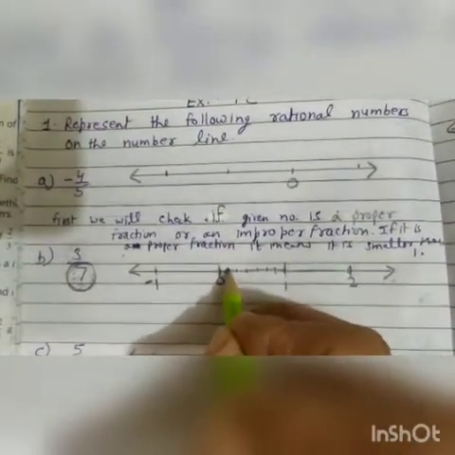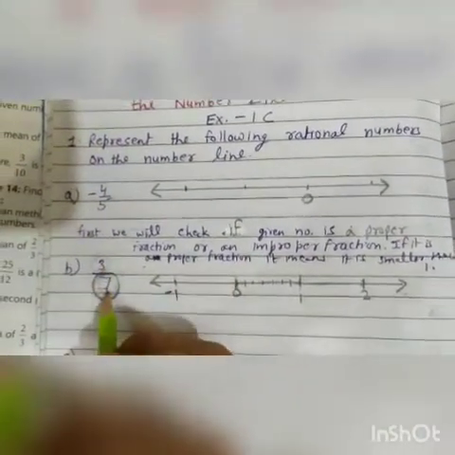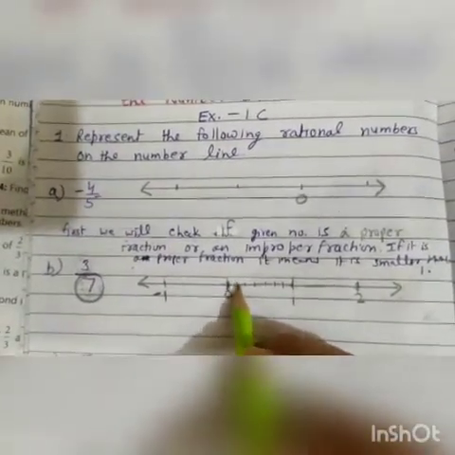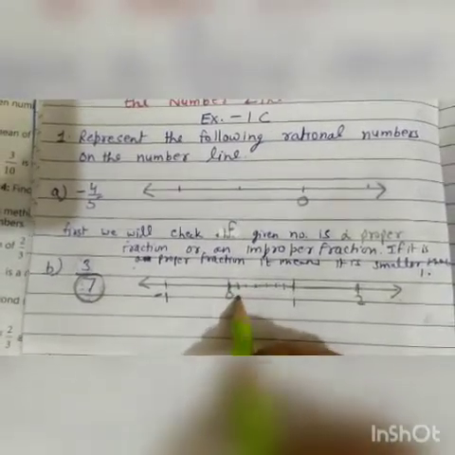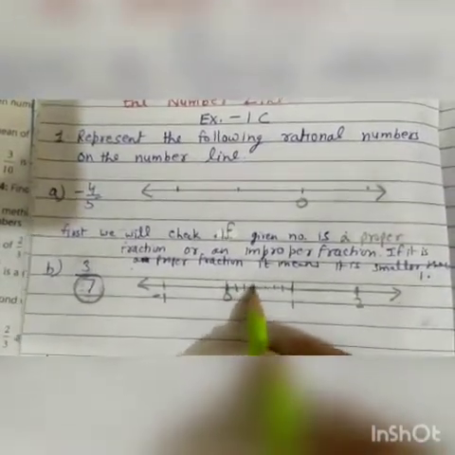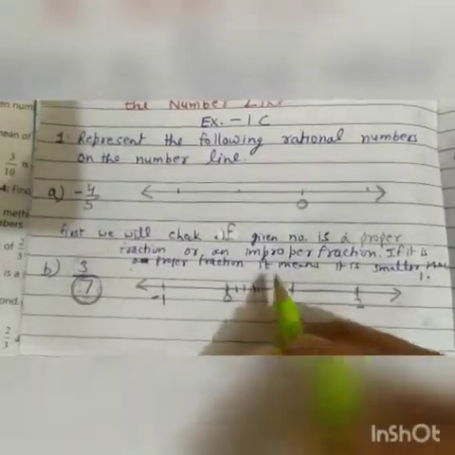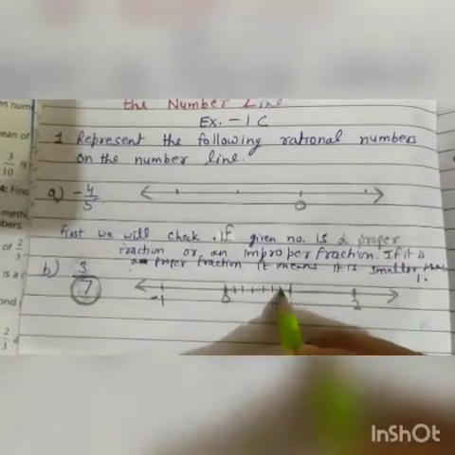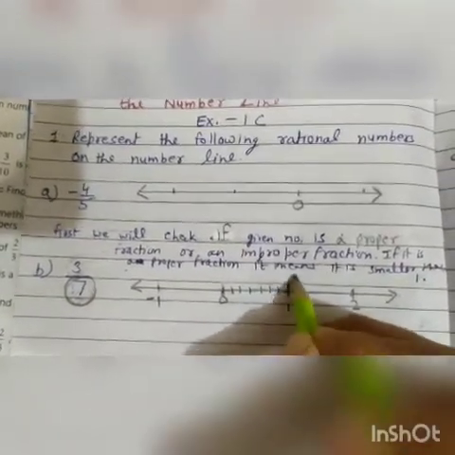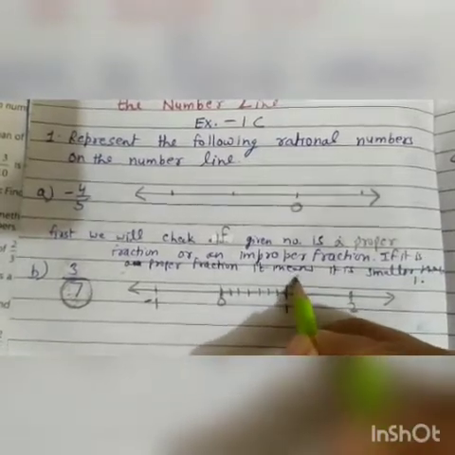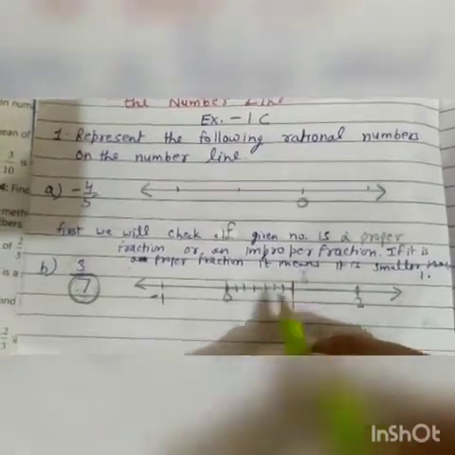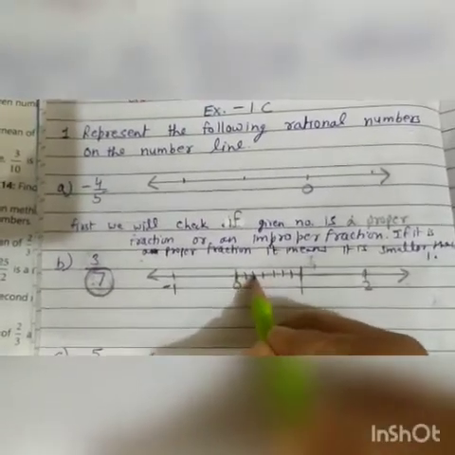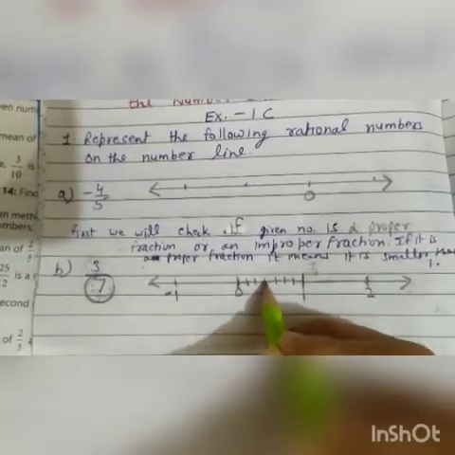Then this is 3/7. Now we will count it. It will be counted as 1/7, this will be 2/7, this will be 3/7, this will be 4/7, 5/7, 6/7. It will be 7/7. 7/7 means 7 divided by 7, which is 1. So we have to show 3/7. This is 1/7, 2/7, 3/7.